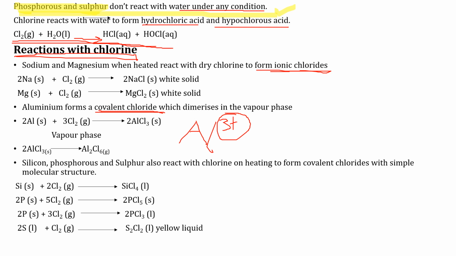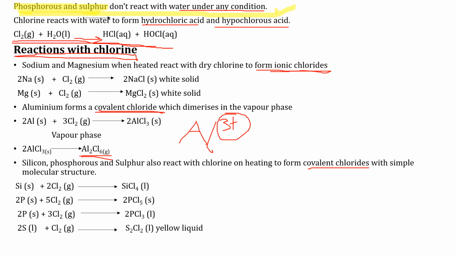We are saying that aluminium chloride dimerizes in vapor phase, and that's due to its high polarization power. It dimerizes, and this dimer has a structure, so we shall look at it in the videos of physical chemistry. Going to the next point, silicon, phosphorus, and sulfur also react with chlorine on heating to form covalent chlorides.